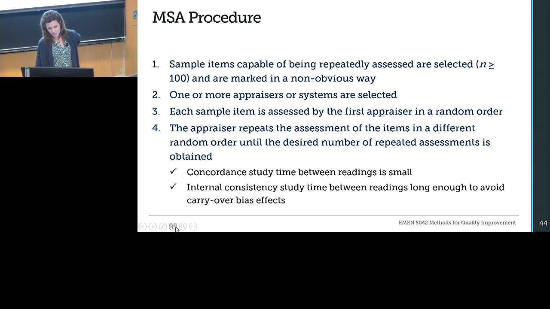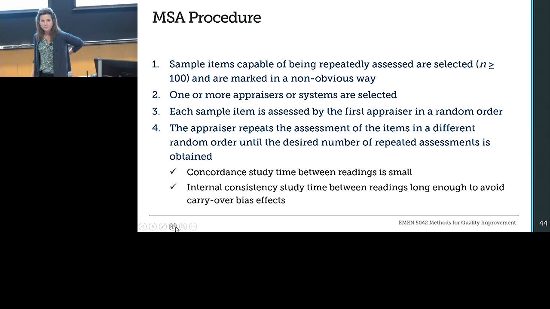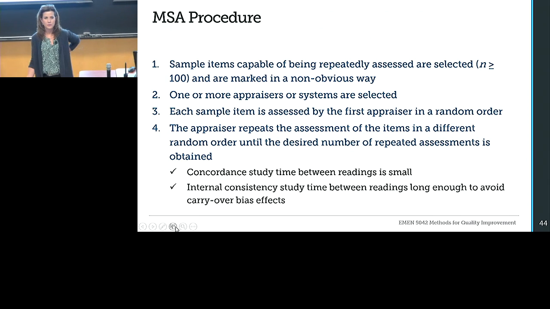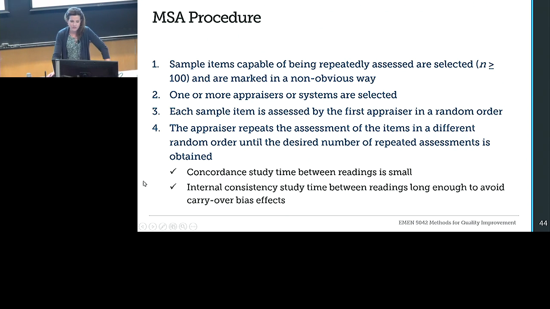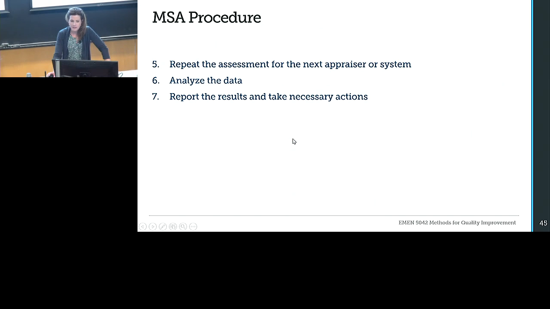Internal consistency study time between readings should be long enough to avoid carryover bias effects. So if you had 100 items, it's possible that people can remember what different items look like and how they assessed them. It's not likely, but it's possible. So you might want to give them a little break and then let them go back and do it. Just some things to think about for validity of your study. So then we repeat the assessment, analyze the data, and then report the results.